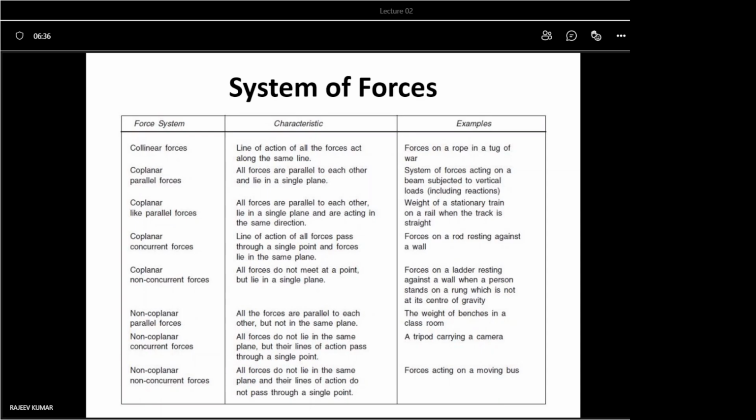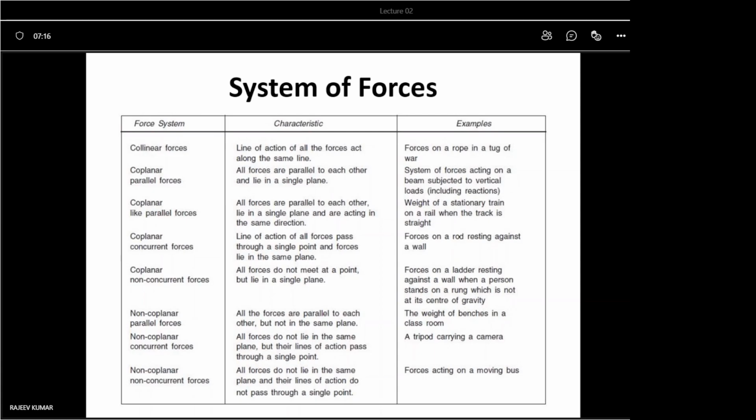An example is the system of forces acting in a beam subjected to vertical loads, like the ceiling of buildings or wall of the buildings, so the ceiling force is acting on the walls of the building. So coplanar parallel forces are there. All forces are parallel to each other and lie in a single plane. Coplanar concurrent force: the line of action of all the forces passes through a single point and the forces lie in the same plane.